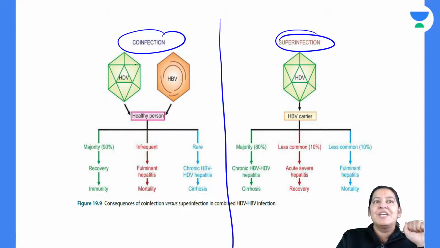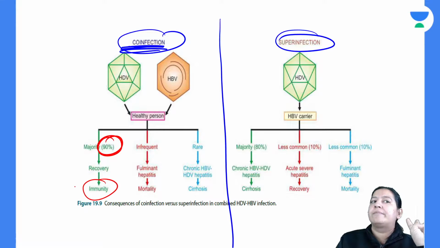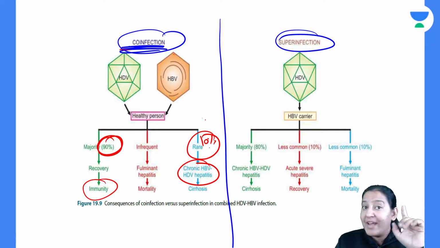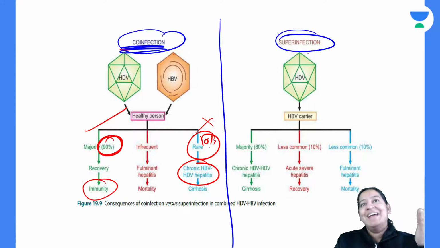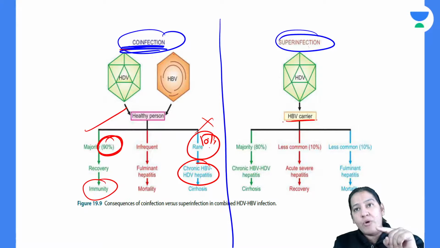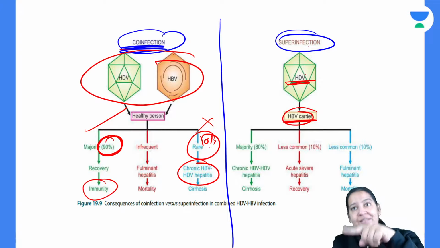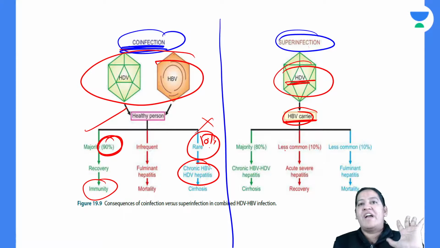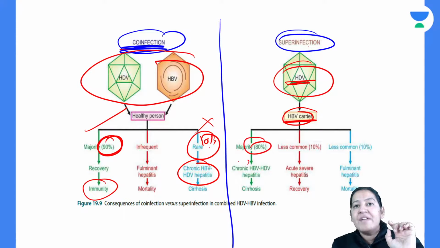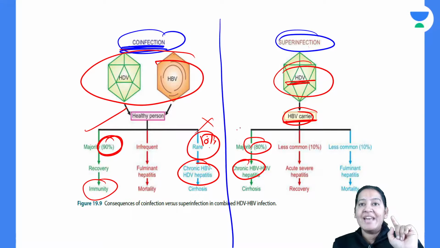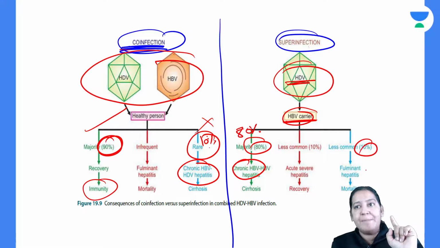See the percentage. If it is co-infection, listen everyone, 90% will have acute infection and recover. Hardly 10% will have chronic infection if they are entering together. If it is super infection, the person is already a carrier and D is entering ahead. That is super infection. So 80% will have chronic infection. Instead of 10, 80% will have chronic and only 10% will have acute.